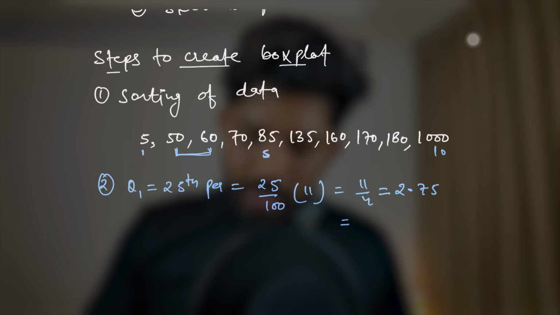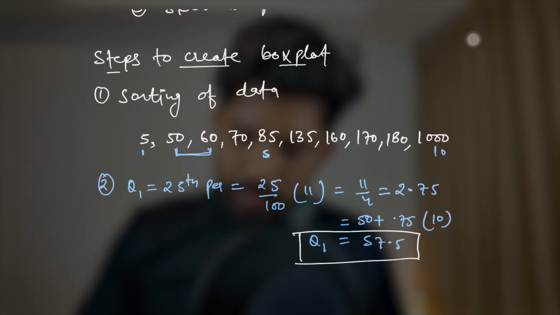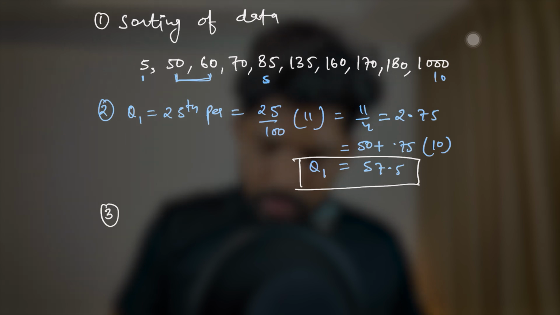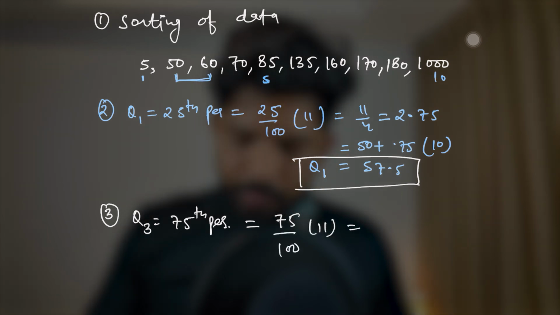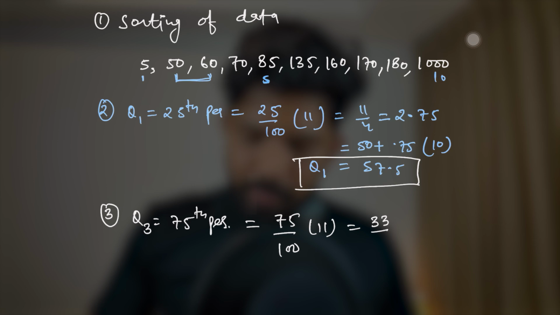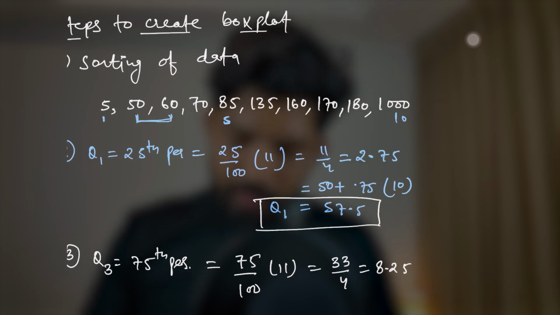So for that, I can write 50 plus 0.75 times 10, which is 50 plus 7.5, which is 57.5, which is equal to Q1. So now we have the first value, Q1, which is 57.5. Then the third is Q3, the 75th percentile, which is 75 divided by 100 times (n plus 1), which is 33 by 4, which is 8.25, right? And we can say 8.25 will be somewhere here, right?